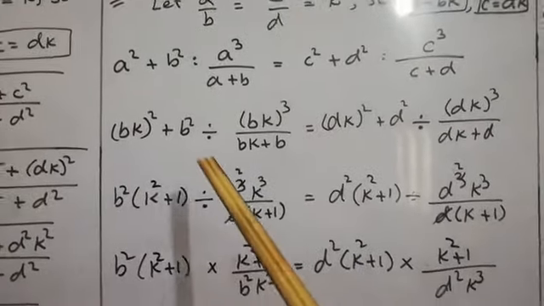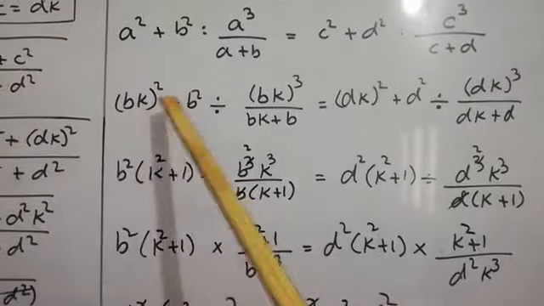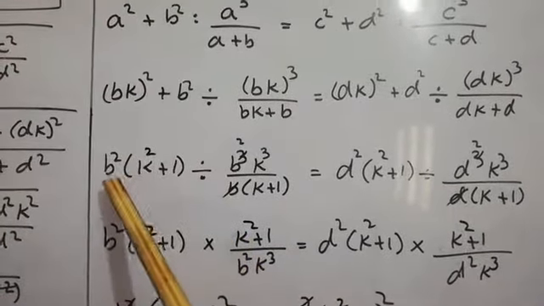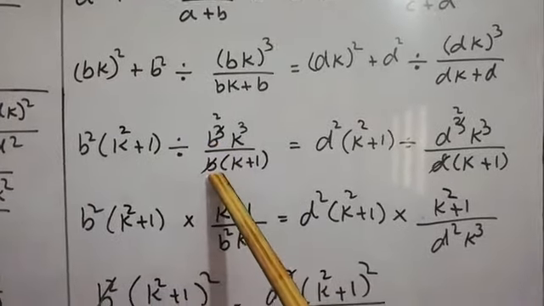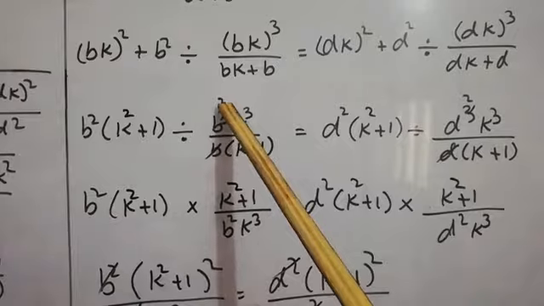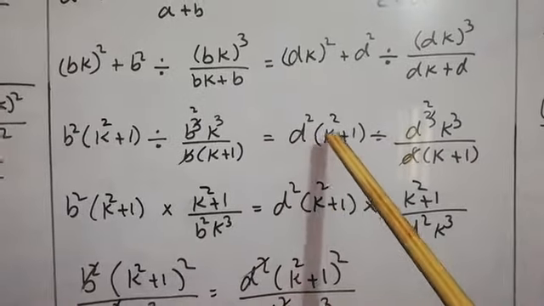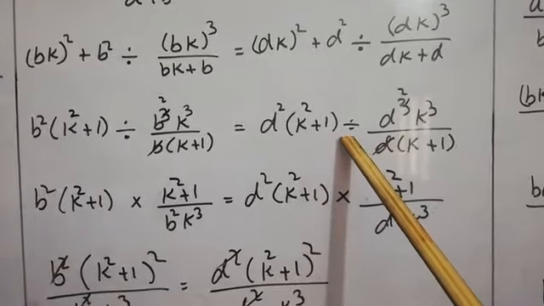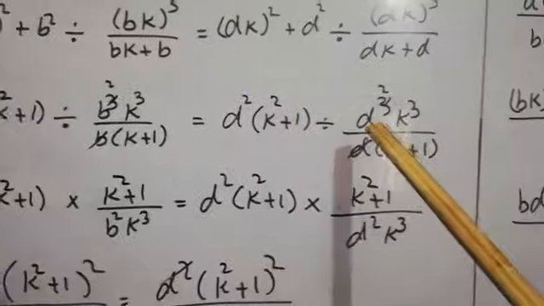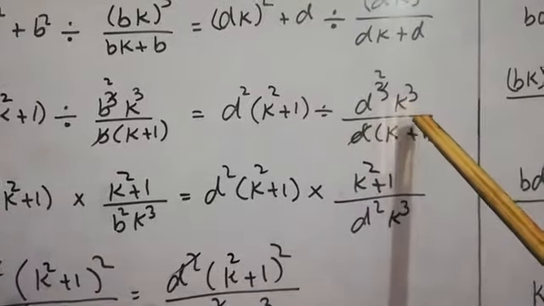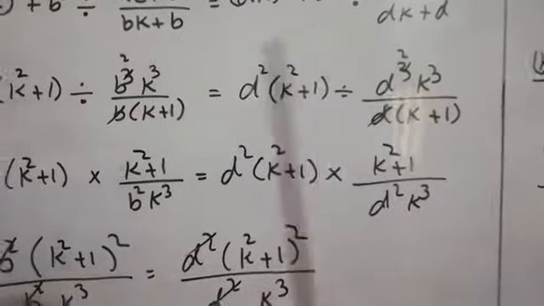Now we will take K square as common from this and we will get B square as common from this. We will get B square into K square plus 1 divided by B cube K cube by B into K plus 1, so this will cancel and we get B square. And this is equal to D square into K square plus 1 divided by D cube K cube by D into K plus 1. Here D also will be cancelled by this D.